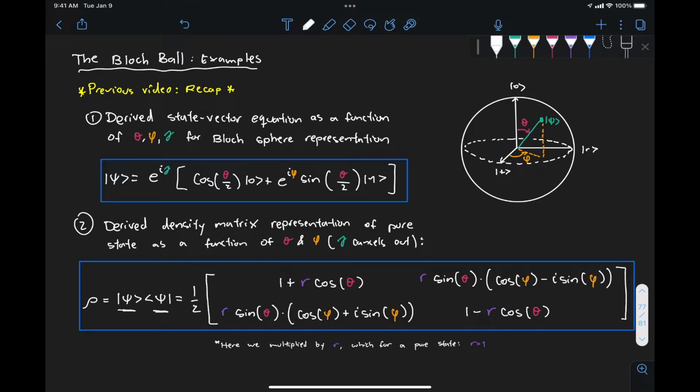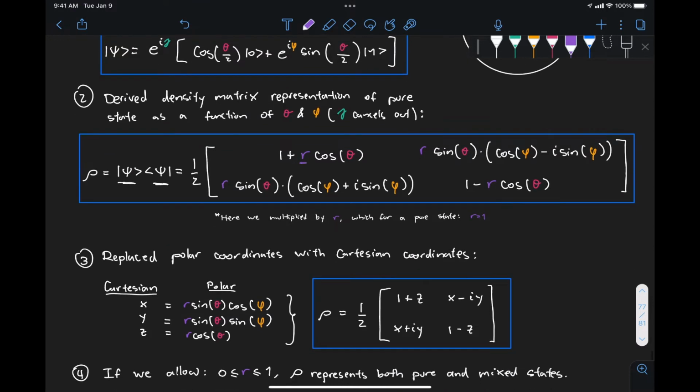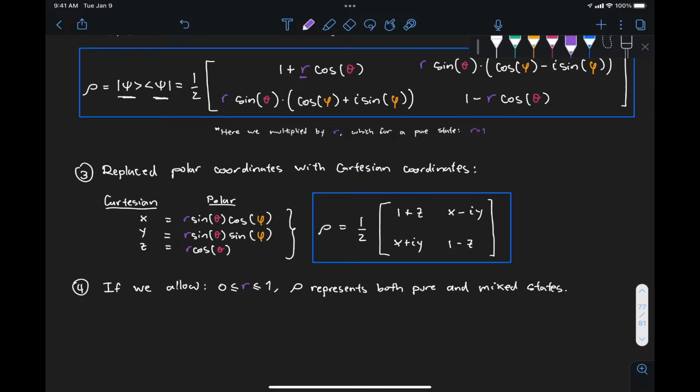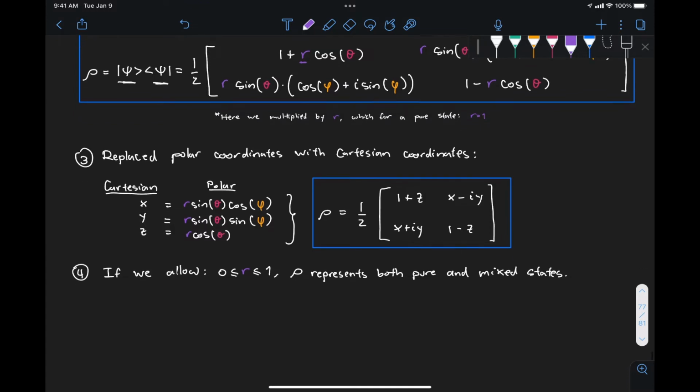Now, after that, we multiplied components from this expression by this radius r, which was perfectly fine because for a pure state, r is equal to 1. After that, we looked at the elements of this matrix and replaced these polar coordinates with Cartesian coordinates and arrived at this new density matrix that depends on x, y, and z. And then we said that for pure states, this still has to follow the condition that this radius r must be equal to 1. But if now we allow r to take values between 0 and 1, then rho represents not only pure states, but it can also be used to express mixed states.